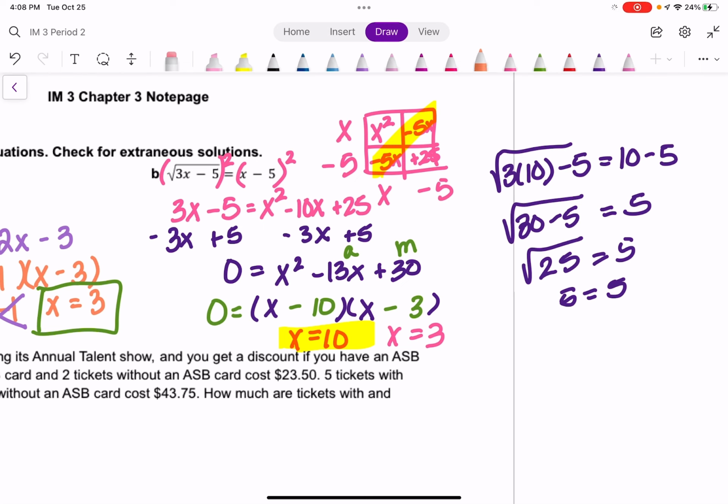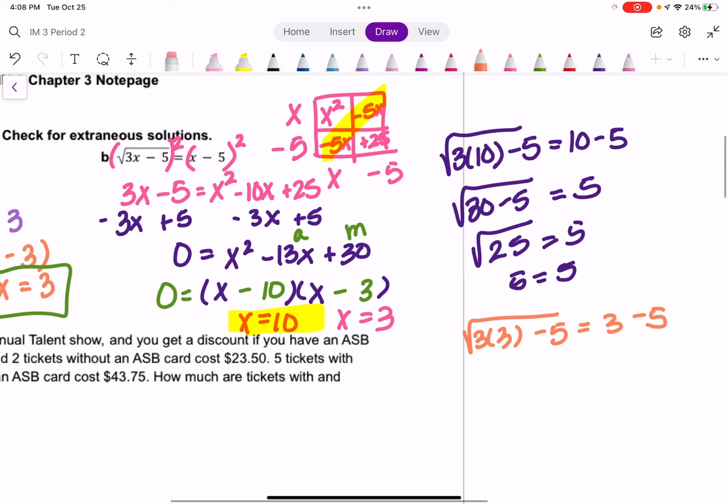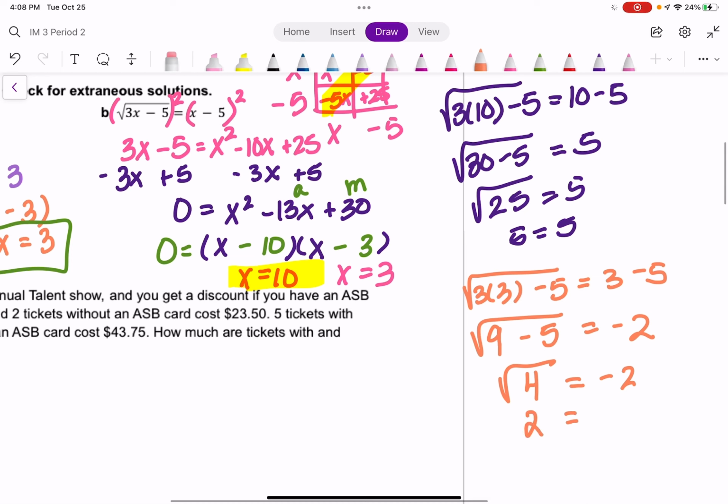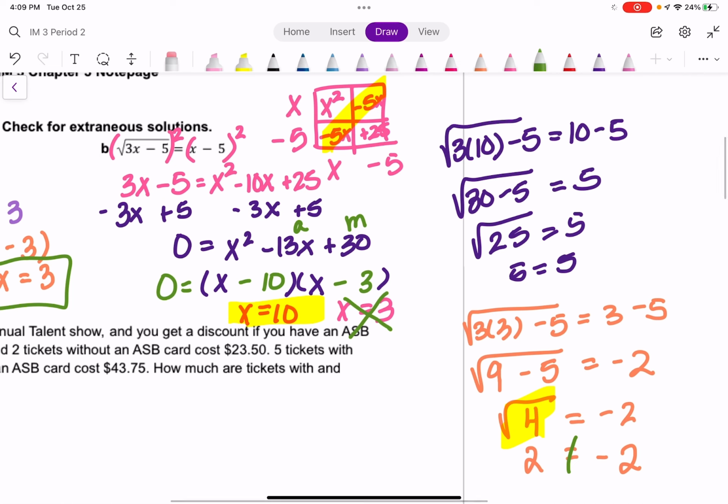We do need to check x equals 3. 3 times 3 minus 5 equals 3 minus 5. So we get square root of 9 minus 5, square root of 4, and we get 2 is equal to minus 2. Remember when that square root is already there, we only get a positive answer out, right? This square root of 4 would not be plus and minus 2 because that square root is already there. And so we end up with 2 equals negative 2, which we know is not true. So x equals 3 is our extraneous solution here.